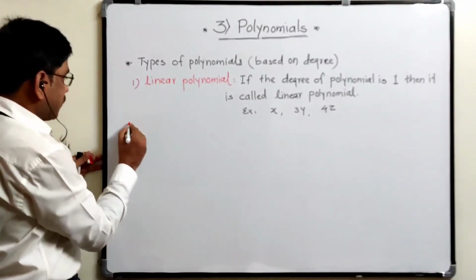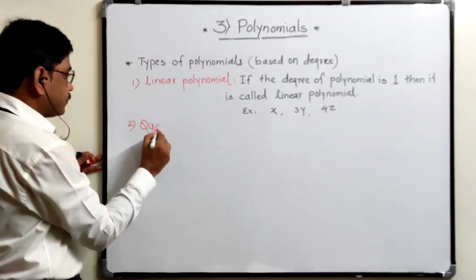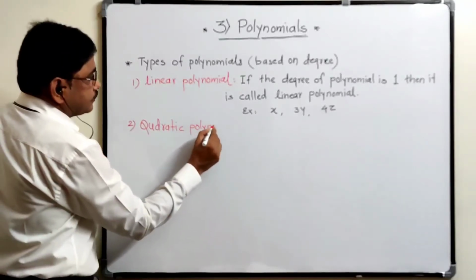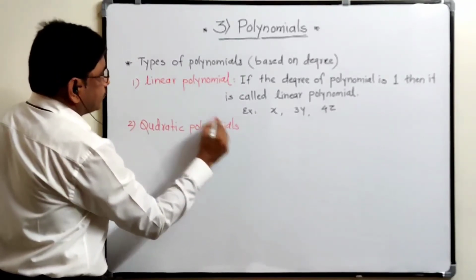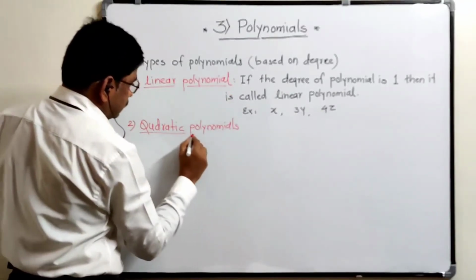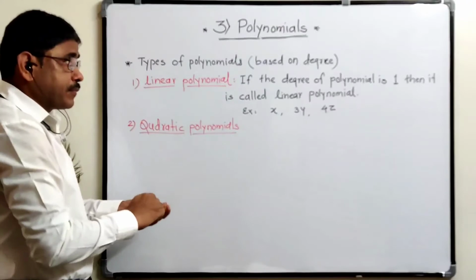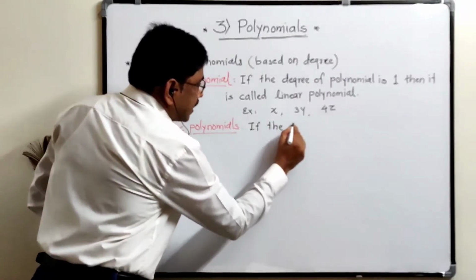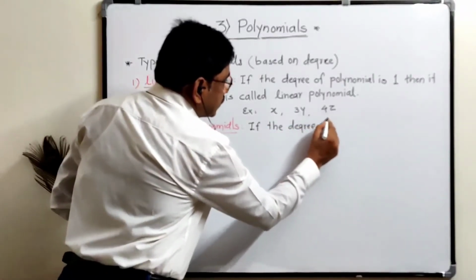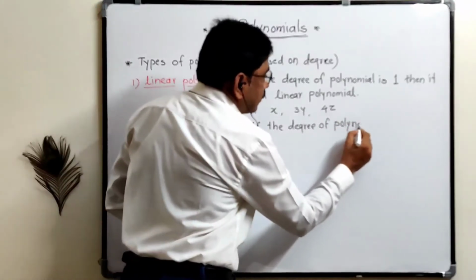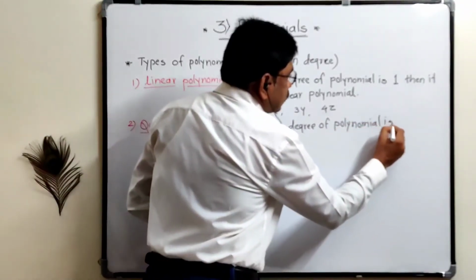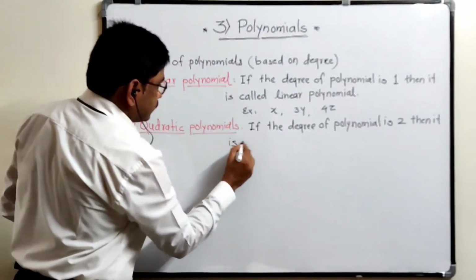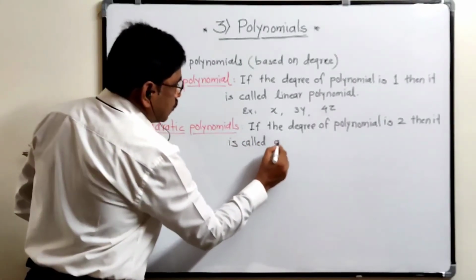Second one is called quadratic polynomial. You know quadratic equations, like this is the quadratic polynomials. If the degree of polynomial is 2, then it is called quadratic polynomial.